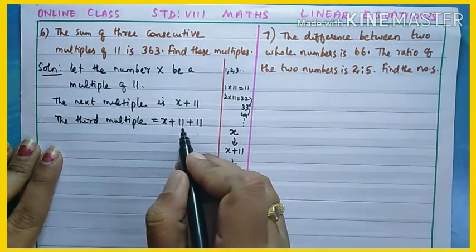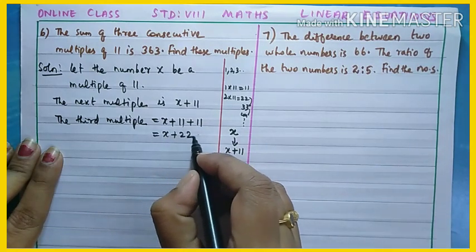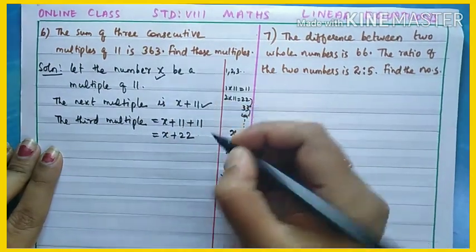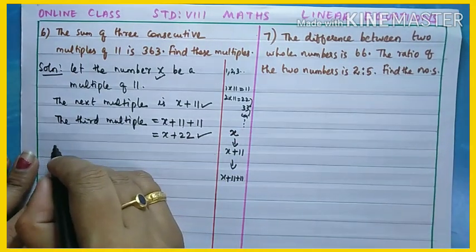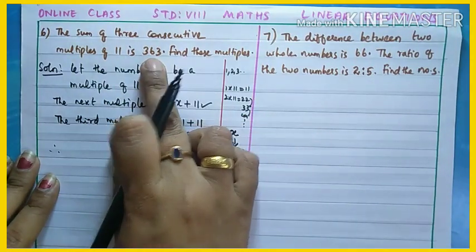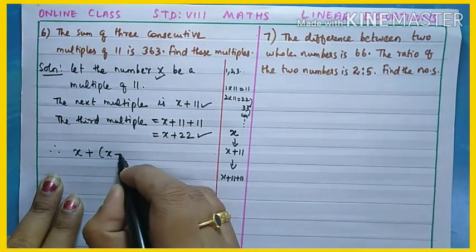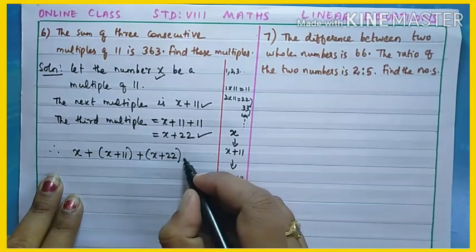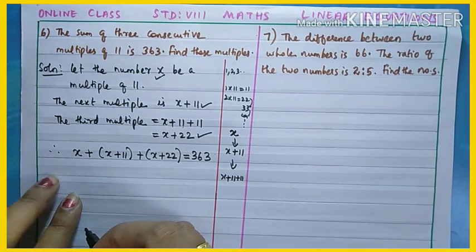Can we simplify this? What is 11 plus 11? 22. So this we can write as x plus 22. So first multiple we took as x. Second multiple x plus 11. Third multiple x plus 22. Now what is given? Therefore, what is given? These 3 multiples are added to form 363. So you want to write first number x plus second number x plus 11 plus third multiple x plus 22 will sum up to 363 as per our given question.